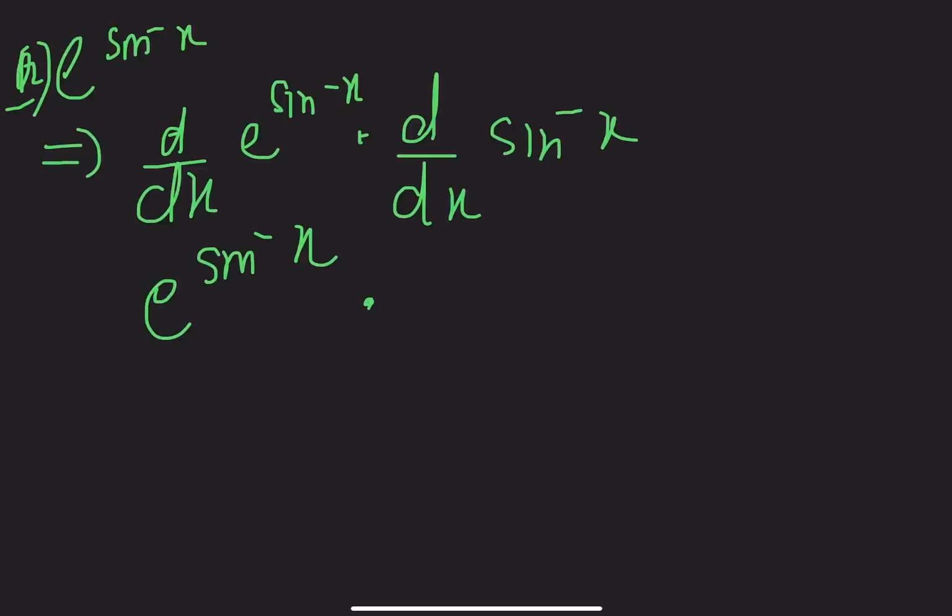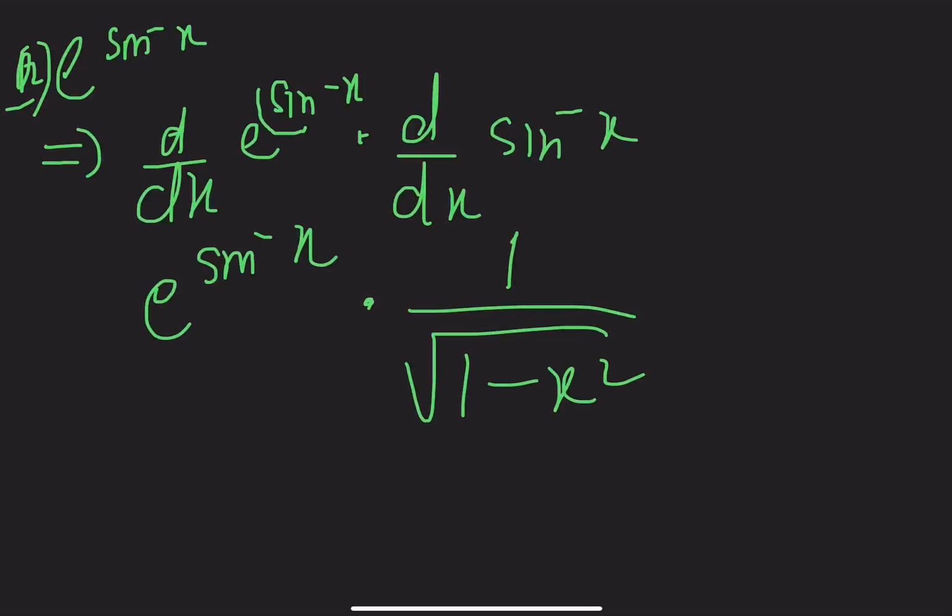What is the derivative of sine inverse x? It's a formula. The formula is 1 upon under root 1 minus x square. This is the formula for the derivative of sine inverse x. Now, one mistake which you might make here: this is not e to the power x, this is e to the power of sine inverse x. So I thought this is going to be 1 minus sine inverse x whole square, but I'll write it clearly.